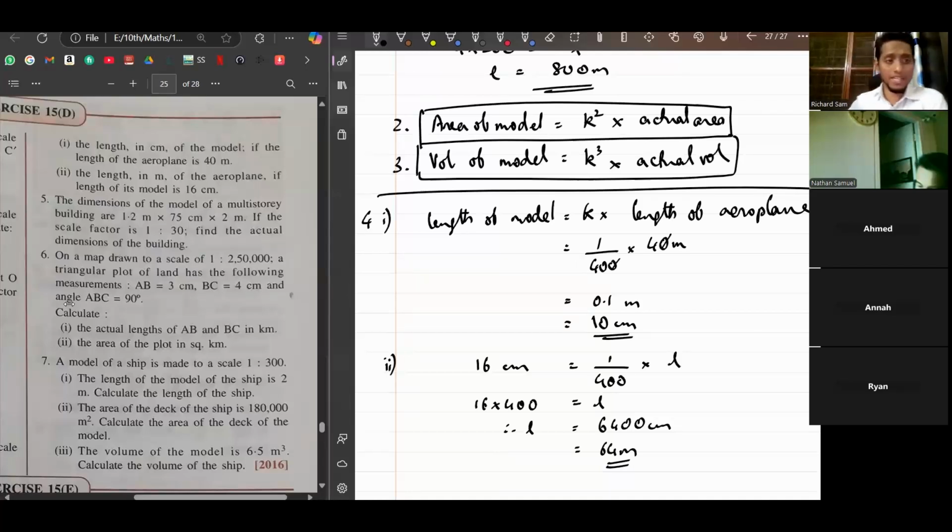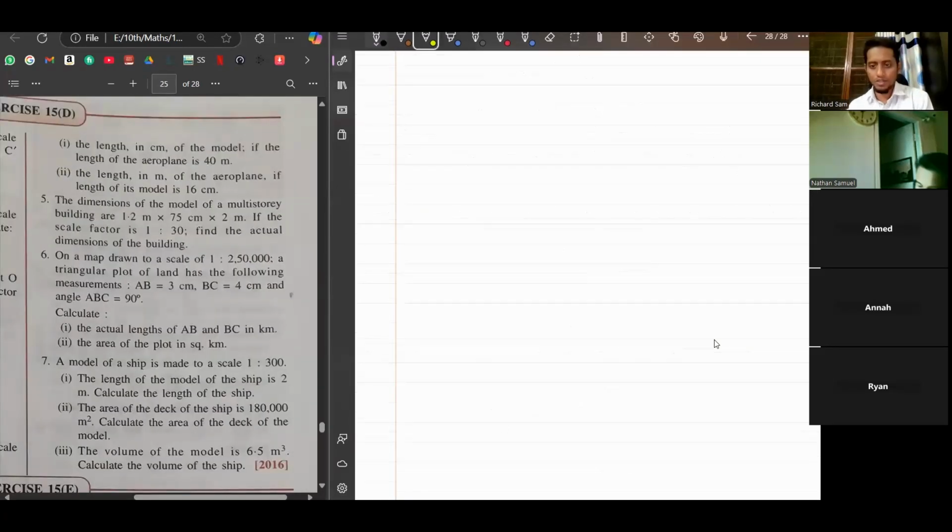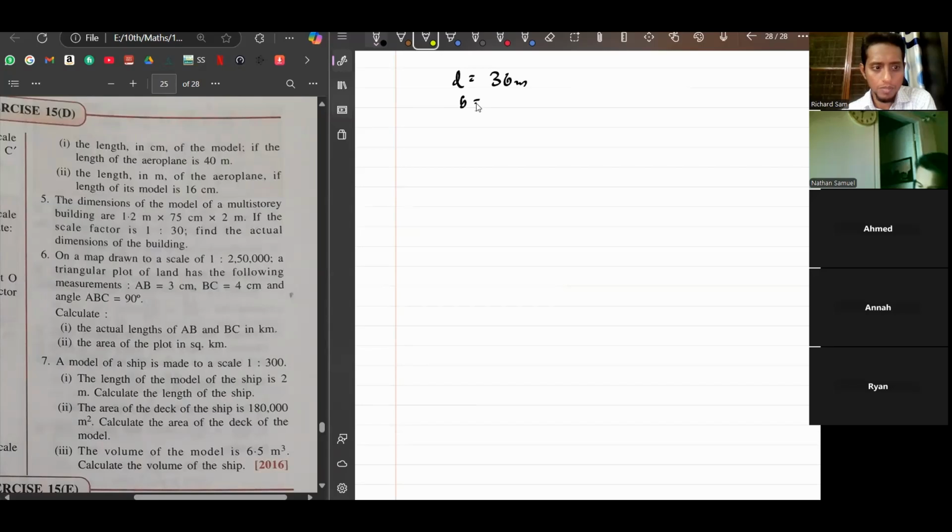Okay, did you get the length, breadth, and height? What is the actual length? 36 meters. You all get that? What is the actual breadth? Okay, 22.5 meters. Let me write down the values here. So length is 36 meters, breadth is 22.5 meters and the height 60 meters. Okay, these are the values you need to get.